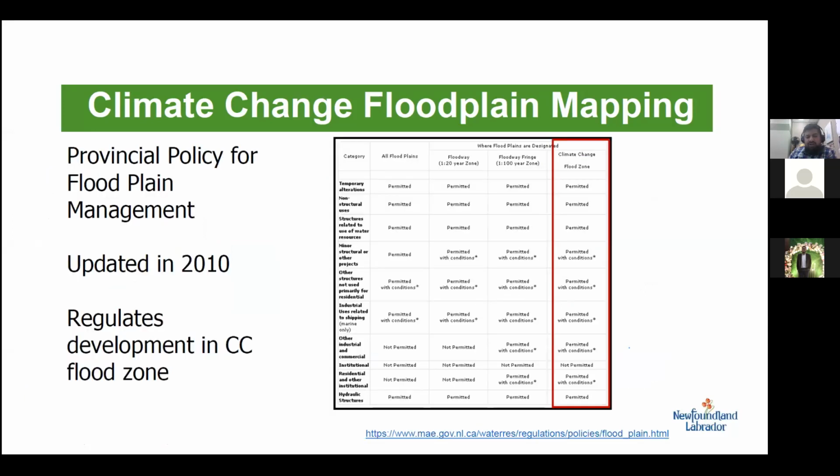We brought this to the attention of some of our colleagues in Natural Resources Canada. They gave us funding to do 3 more studies to try and explore the concept. And in doing that, we decided that it was not enough for us to just map it, but we'd actually include the climate change zone in our provincial policy for floodplain management. So in Newfoundland, if you're building something in an area where the 20-year flood zone or the 100-year flood zone has been mapped, you have to get a permit from the province first before you can go ahead with that development. And if you're in the 20-year flood zone, we do not allow anything.